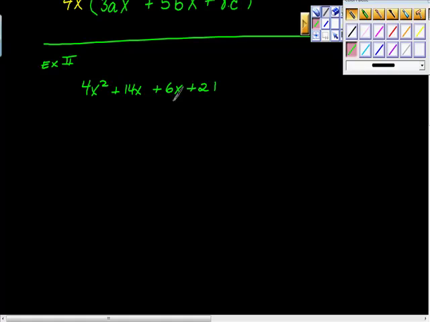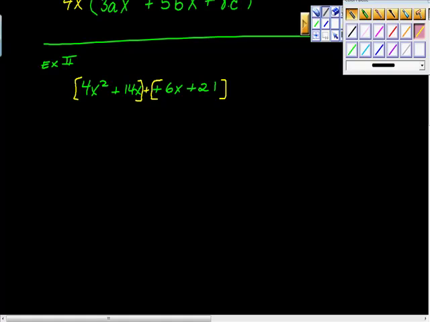4, 14, 6, and 21 are called relatively prime. That means they don't share any common factor other than 1. So that doesn't work. So I'm going to try factor by grouping here. And this is the way I'm going to look at this, as always. I'm not going to change the sign of anything inside the box, and I'm going to put a plus sign here, which changes absolutely nothing.